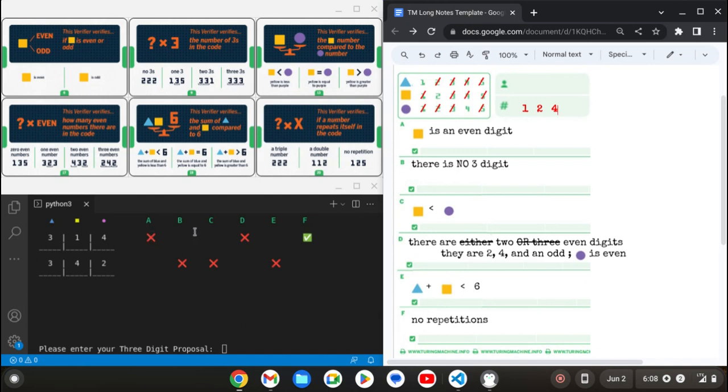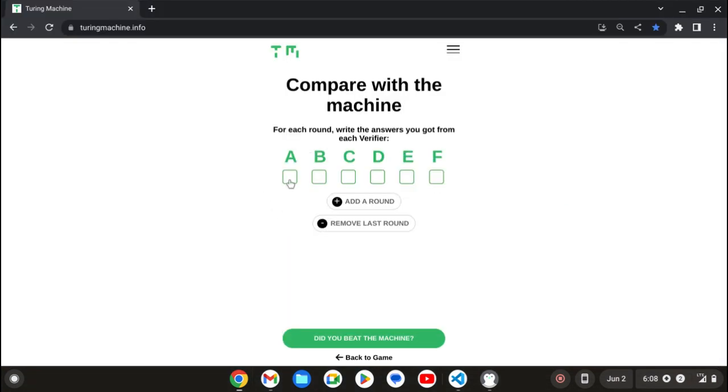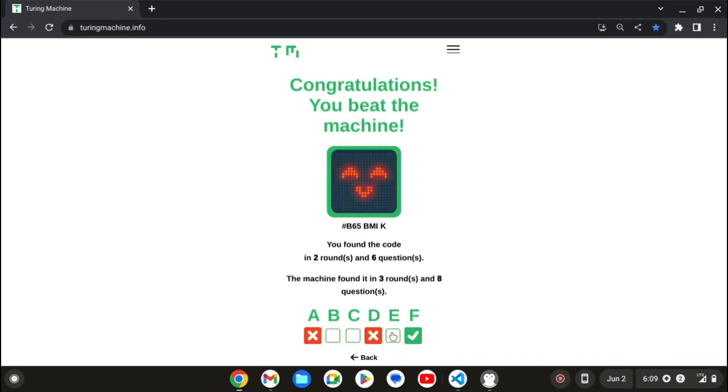So in the first turn, we tested A, D, F, and F was the only correct one. And then in the second turn, we tested everything else, and everything else was incorrect. So let's go ahead and, oh wow. So we did it in six questions. The Turing machine actually had to do it in 8.